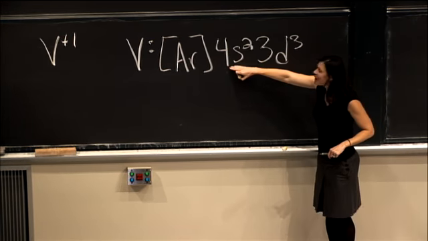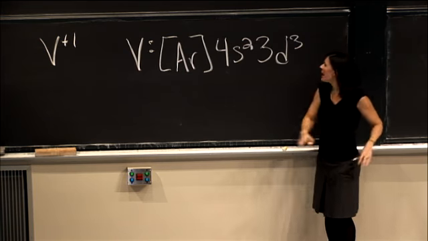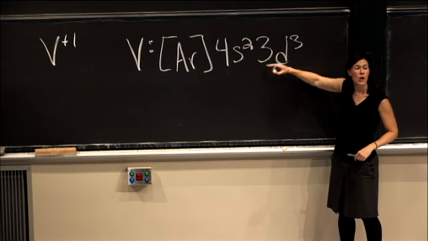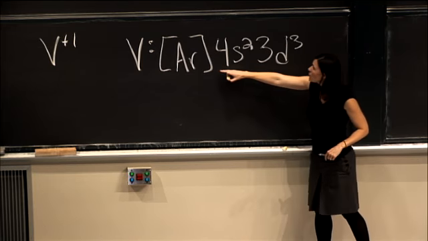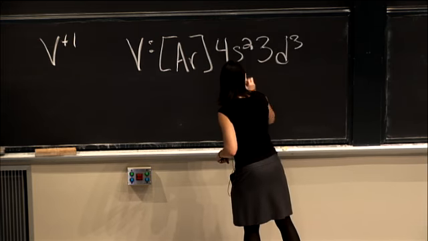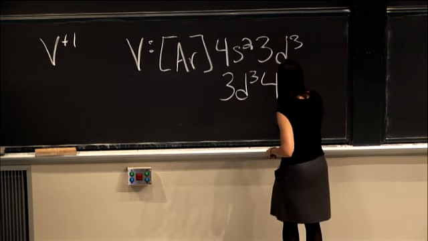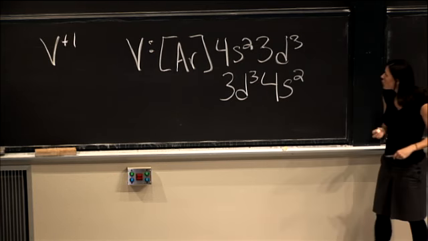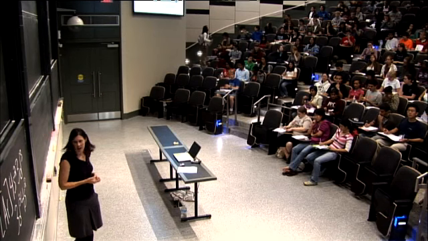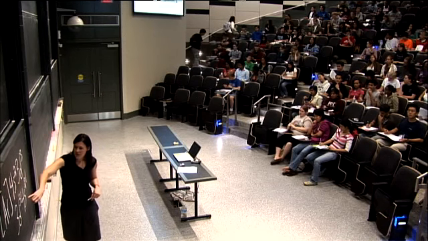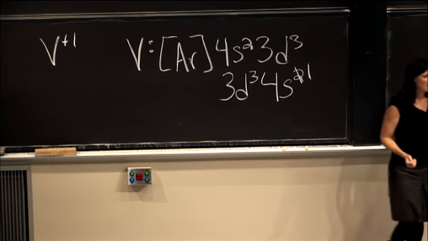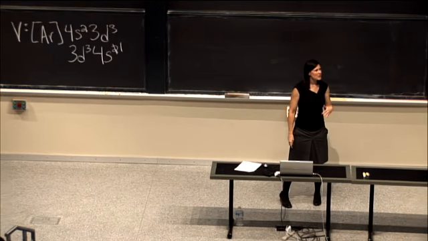But remember what we said at the end of class on Friday: even though 3d is higher in energy when it's not filled, once we fill it with an electron, these two orbitals actually switch places in terms of energy. So if we were to write this in terms of energy, we would rewrite it as 3d3 and then 4s2. So which orbital would we take an electron out of if we were ionizing this atom? The s. So we would take an electron out of the s, which gives us 3d3 and then 4s1. So it's a little bit of a trick when you're dealing with ions.